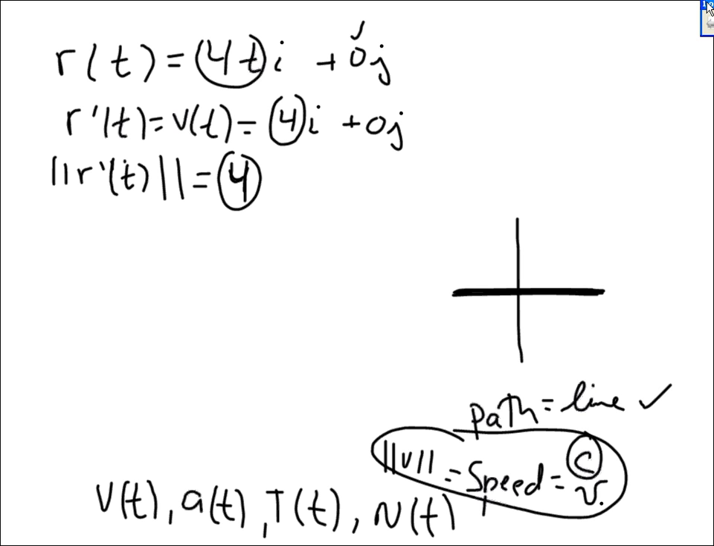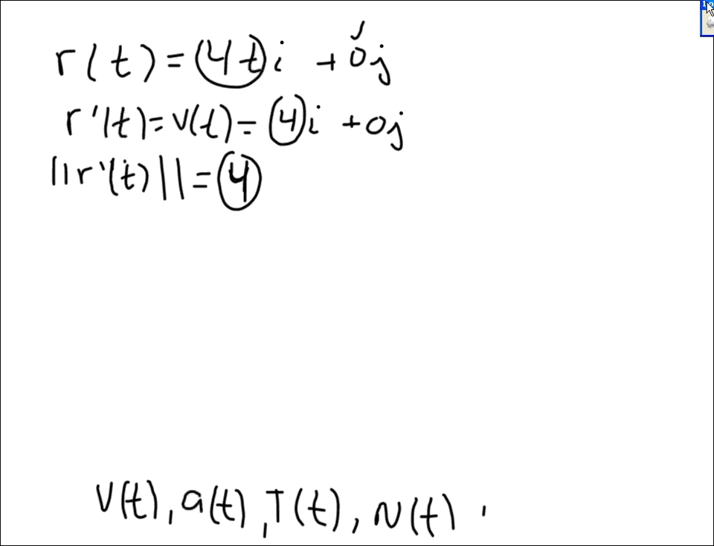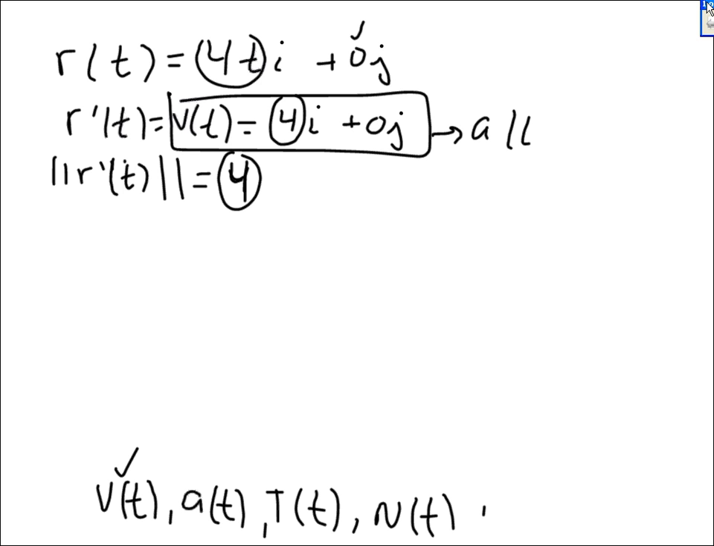We already answered three things. We talked about the path being a line. We talked about the speed being constant versus varying. And we actually found v of t, which is 4i. Now I'll find a of t. I hope it's obvious what a of t is going to be if the velocity is constant. The velocity vector doesn't change either. It's just 4i. It never changes.